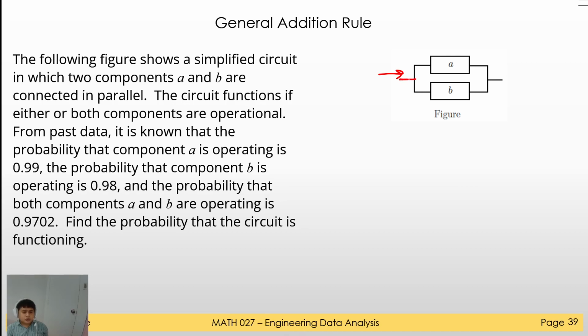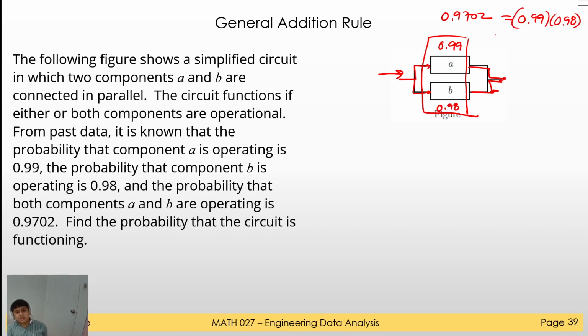There is a pipe, or water flowing into your circuit, so there is a directionality. The probability of A occurring will be 0.99, meaning 1% of the time it might not be working, and for B it is 0.98. So the probability of them working together is 0.9702, which is just 0.99 times 0.98. It is not explained here, but this is just the multiplication of the two probabilities.